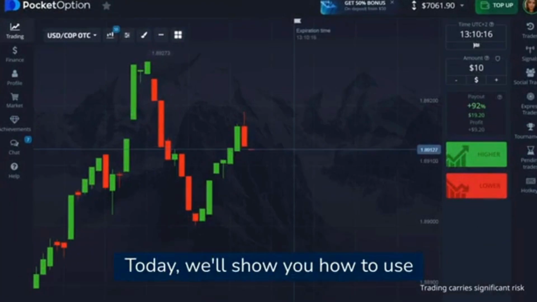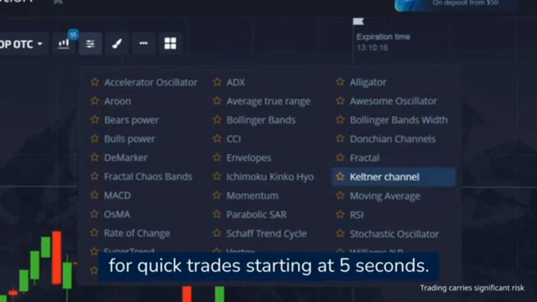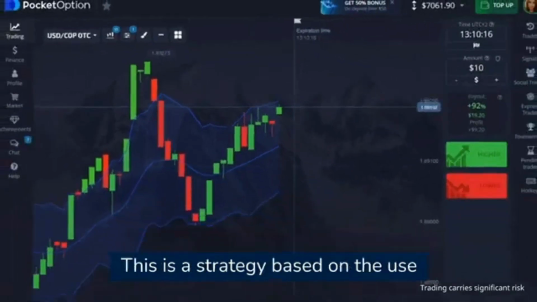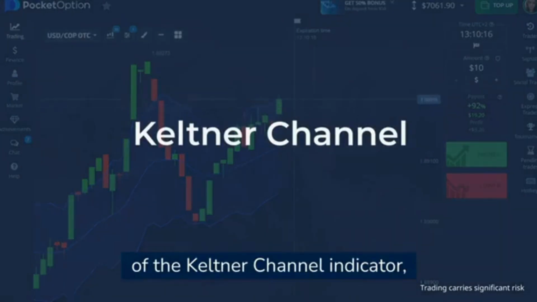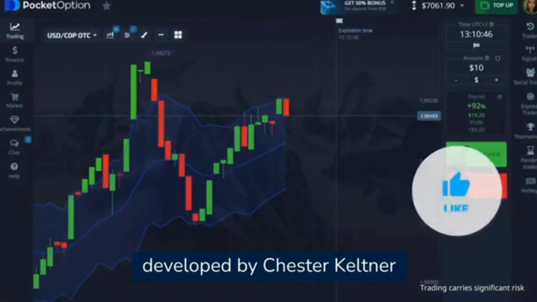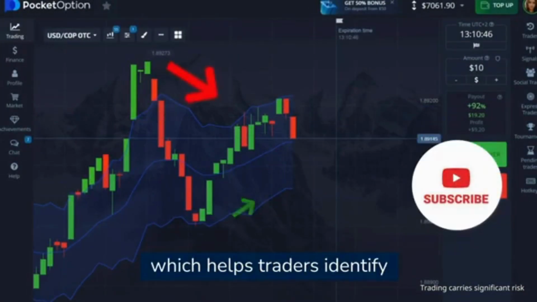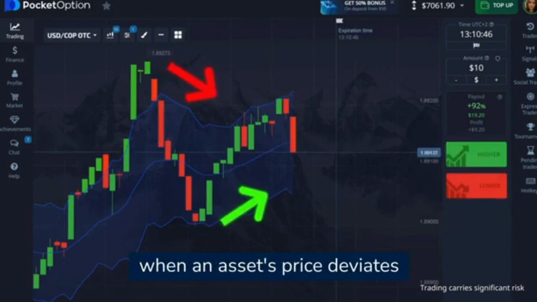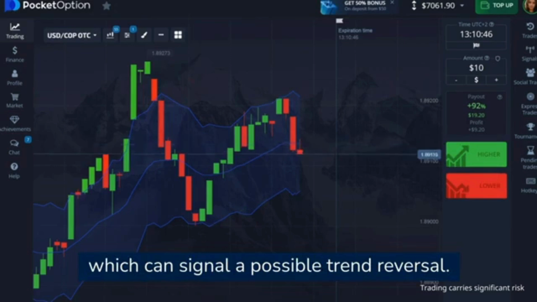How to use the Keltner channel trading strategy. Today, we will show you how to use the Keltner channel strategy for quick trades starting at 5 seconds. This is a strategy based on the use of the Keltner channel indicator, developed by Chester Keltner in the 1960s, which helps traders identify when an asset's price deviates from its average, which can signal a possible trend reversal.